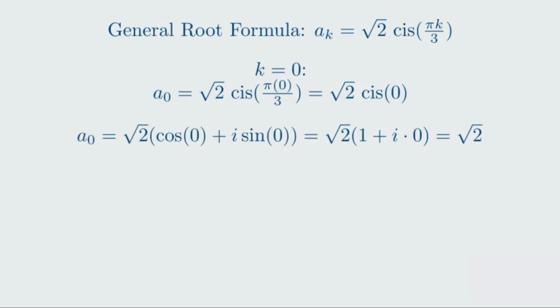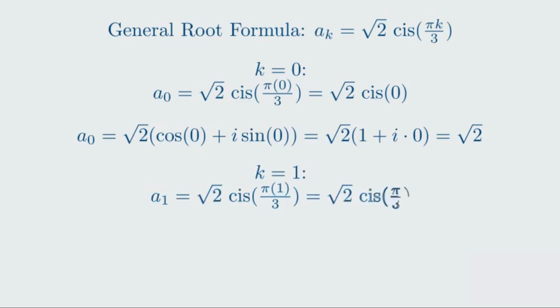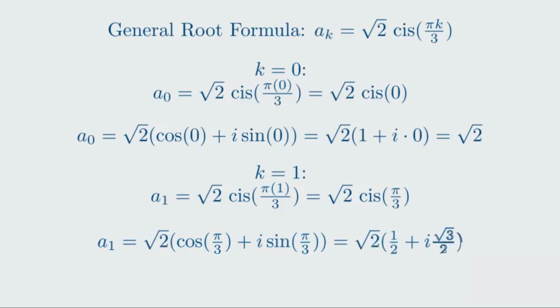Next, let's find the root for k equals 1. When k is 1, the angle is 1 times pi over 3, which is pi over 3. The root is square root of 2 cis of pi over 3. Converting to rectangular form, we use the values of cosine and sine for pi over 3. The cosine of pi over 3 is 1/2, and the sine of pi over 3 is the square root of 3 over 2. Plugging these in, we get the square root of 2 times the quantity 1/2 plus i times the square root of 3 over 2. Distributing the square root of 2, we get our second root.